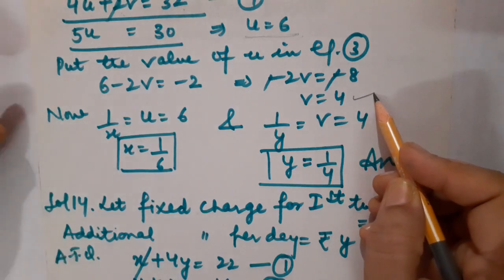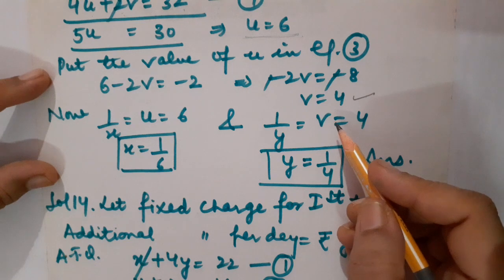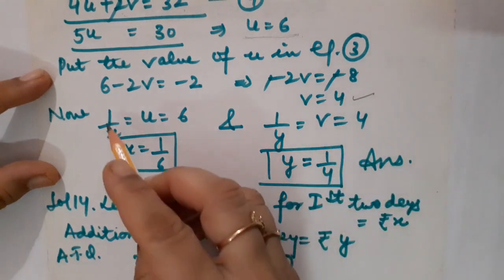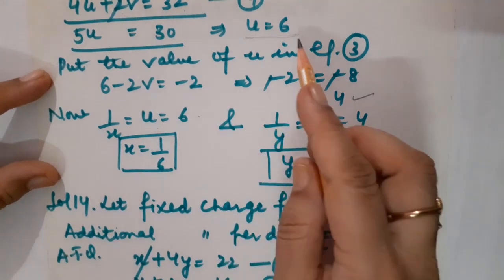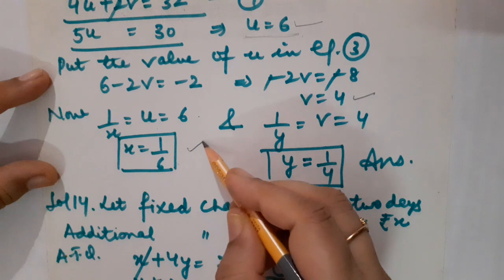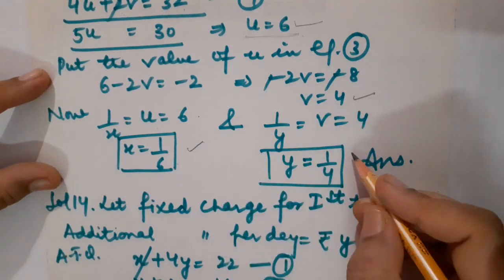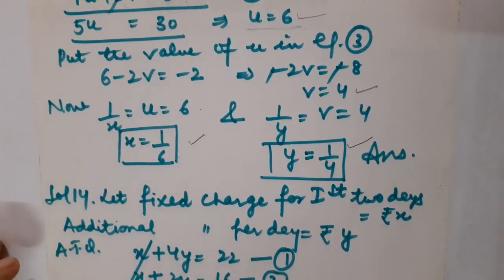But you know that in reducible form, we have to give the answer in the same variable which is present in the question. So 1 upon x was considered as u, which is equal to 6. Just find out. Okay? So taking reciprocal, x is equal to 1 by 6 is the right answer. And here also y is equal to 1 by 4 is the right answer. Got it?